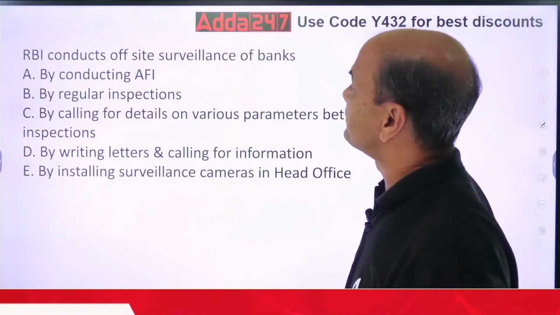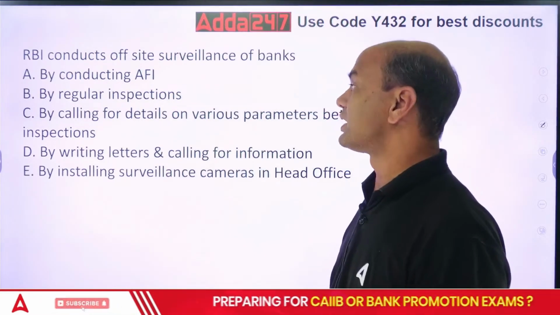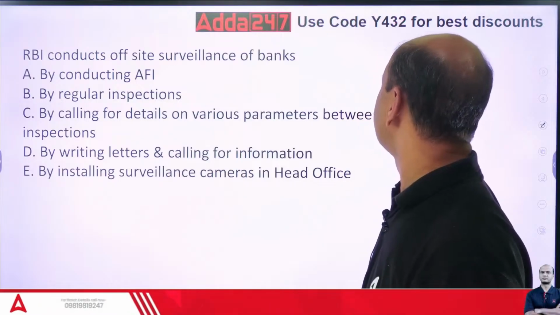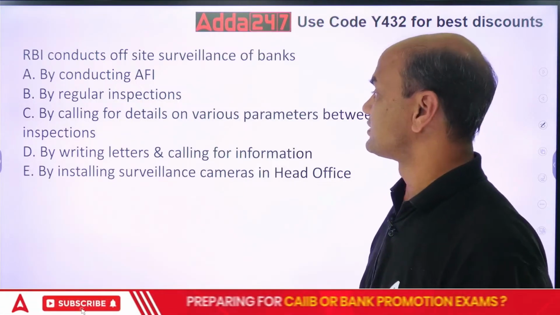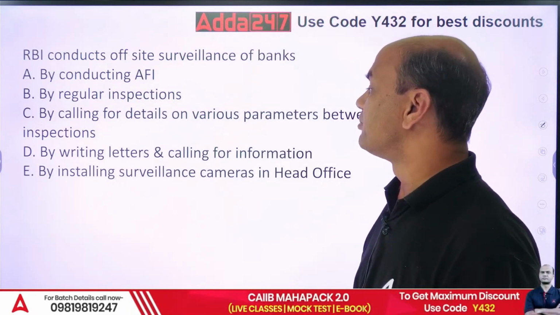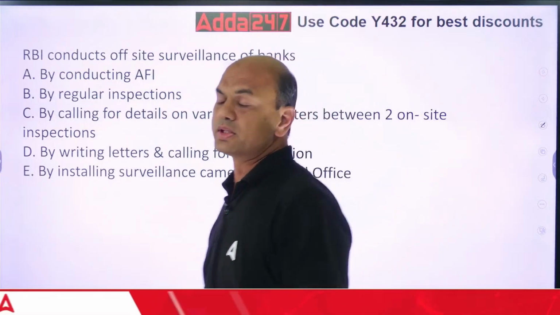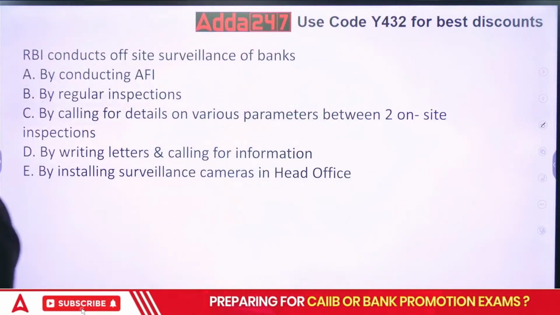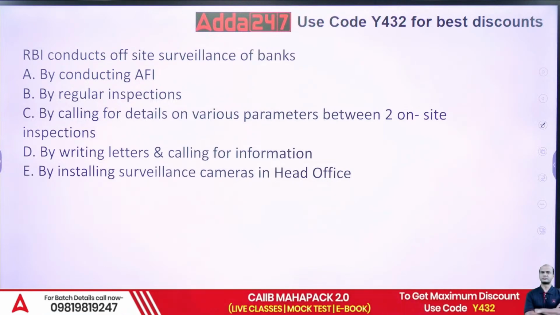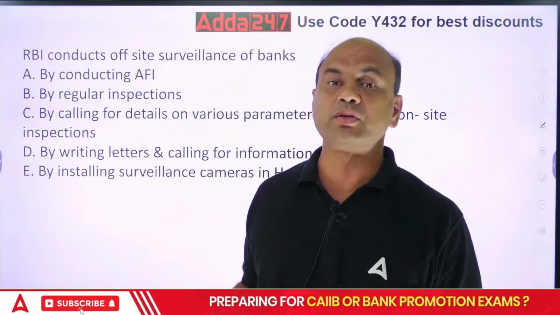RBI conducts off-site surveillance of banks by conducting AFI, by regular inspections, by calling for details on various parameters between two on-site inspections, by writing letters and calling for information, by installing surveillance cameras in the head office. How does RBI do this off-site? Firstly, understand what on-site and off-site inspection is.